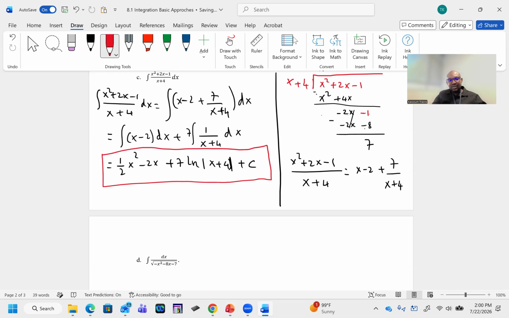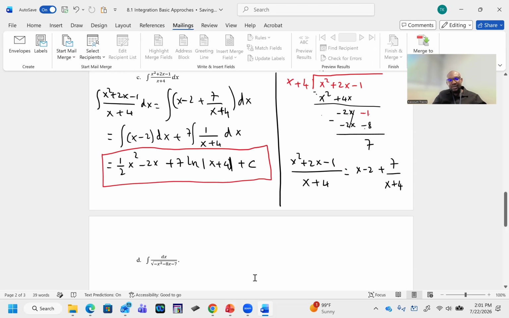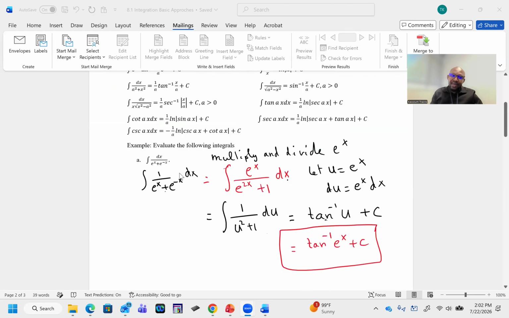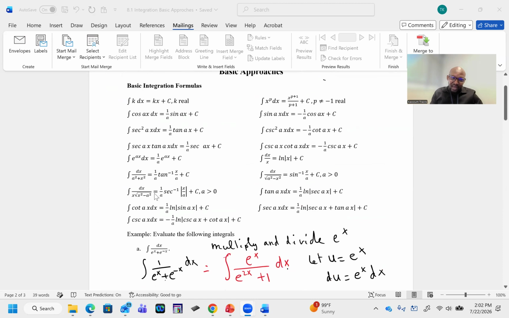Okay, so let's go to the next one. We have to find the integral of dx over square root of negative x squared minus 8x minus 7. So again, if you go back and check your basic integration formula, you will see we do not have something like this. So what do I need to do? So I know it involves a radical term. If you look at my basic integration formula, I only have a radical when it's what? Sine inverse, right? The integral of.